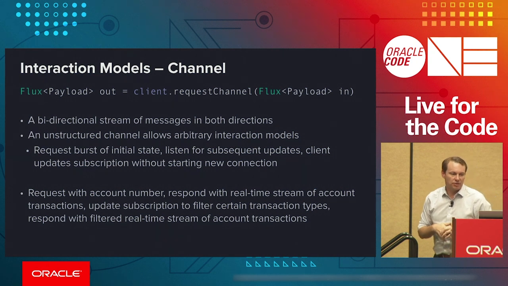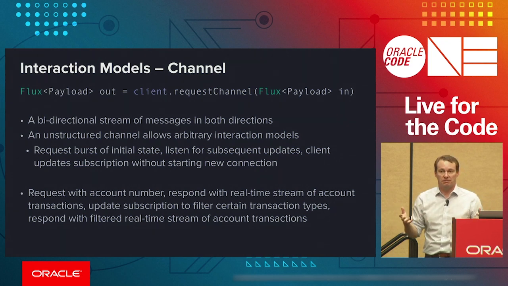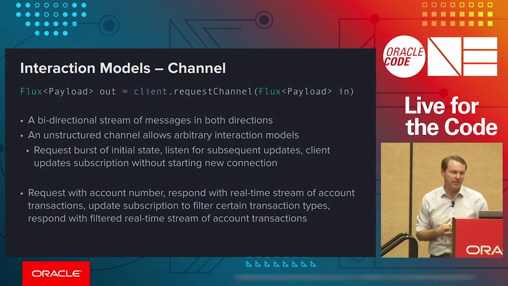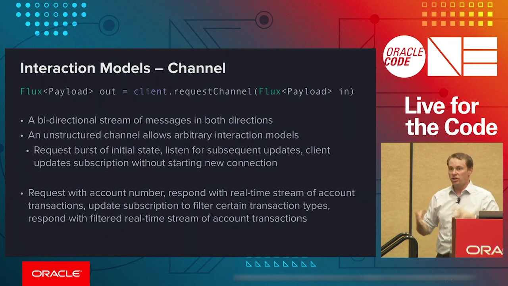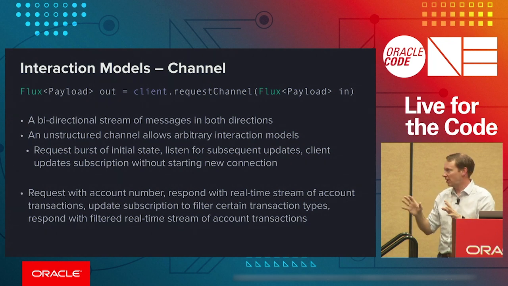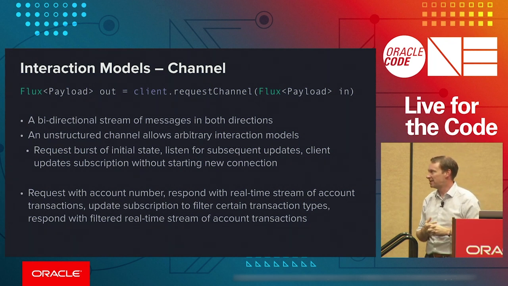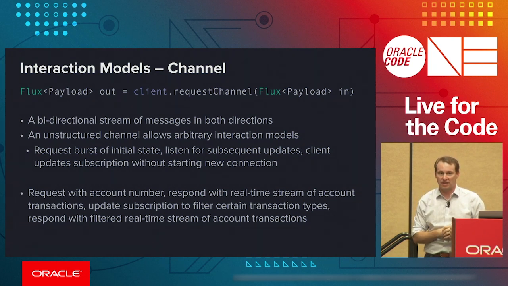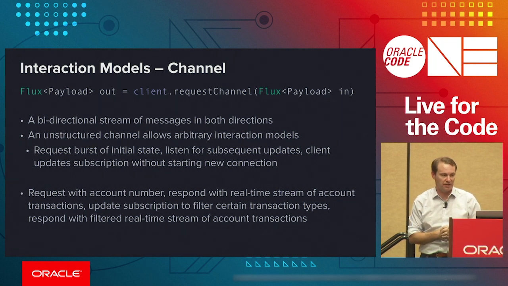The final interaction model that we described was this request channel interaction model, and this is the most generic. You can implement all of the other interaction models as a specialization of this. This effectively means you've got a pipe, and anybody can send messages back and forth as long as you are subject to the request end semantics. So we often see this used to request a burst of initial state, and then you listen for subsequent updates. This is how Facebook uses it, for example.